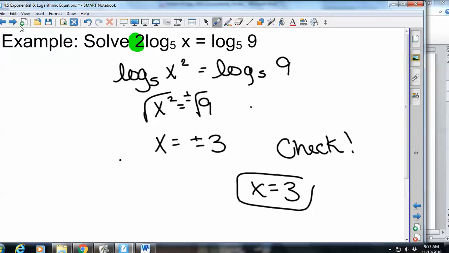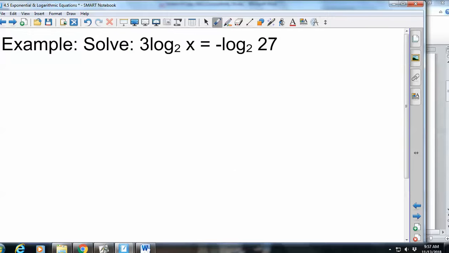Alright, let's look at another one like this before we try anything different. First thing, we have this 3, so it's going to turn into an exponent.